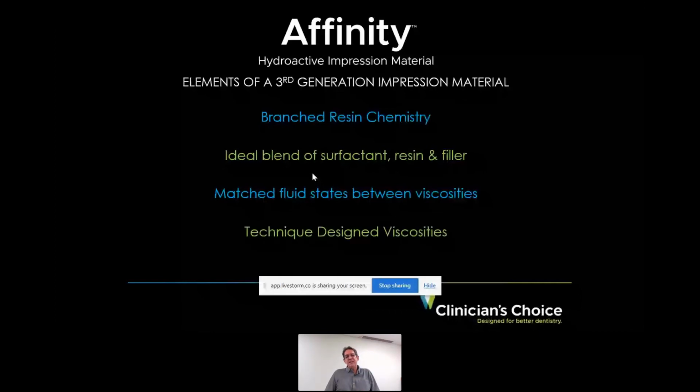Then all our viscosities are technique designed. So depending on your technique, we would recommend a viscosity of material. And our working time is independent from our set time, meaning that we have short working times with short set times. Because again, the longer the impression is in the mouth, the higher the potential there is for distortion.